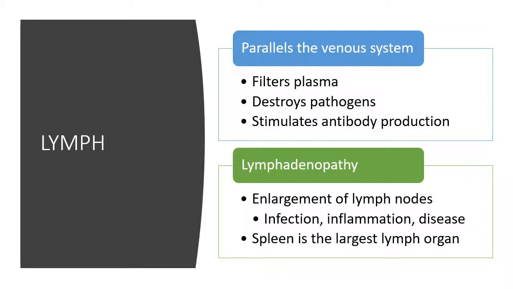Lymphadenopathy is the enlargement of lymph nodes, and this signifies that there's infection, inflammation, or disease. Painful lymph nodes that are inflamed typically mean that there's some sort of infection, versus enlarged lymph nodes that are rubbery and non-tender, which oftentimes indicate cancer or disease. The spleen is the largest of the lymph organs.